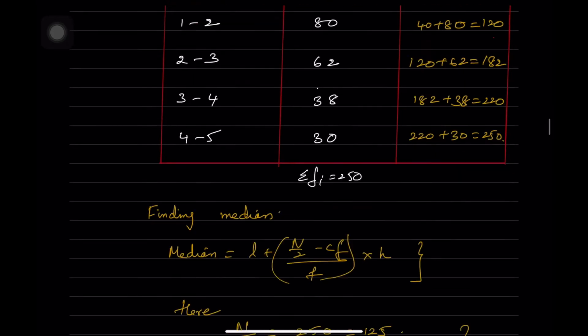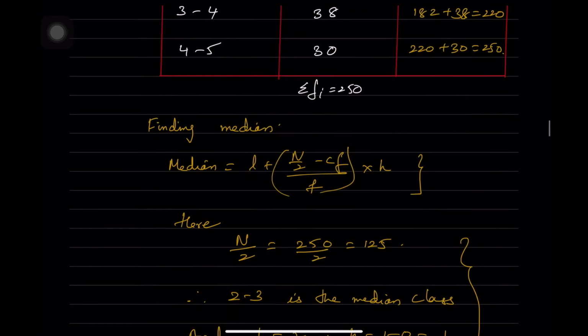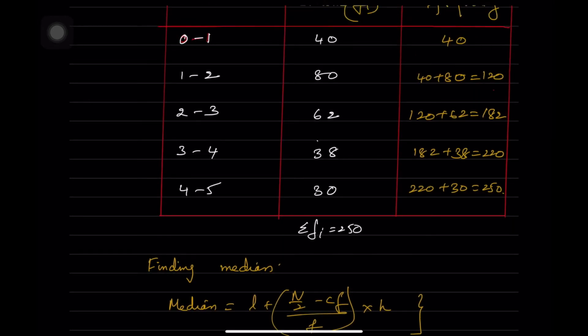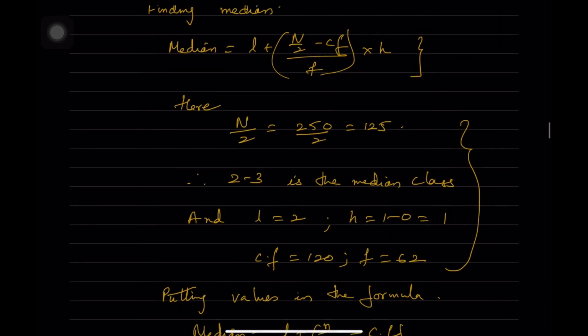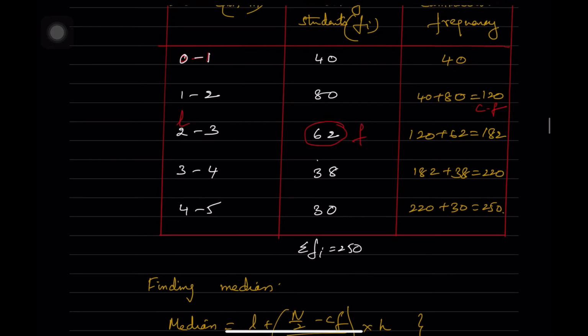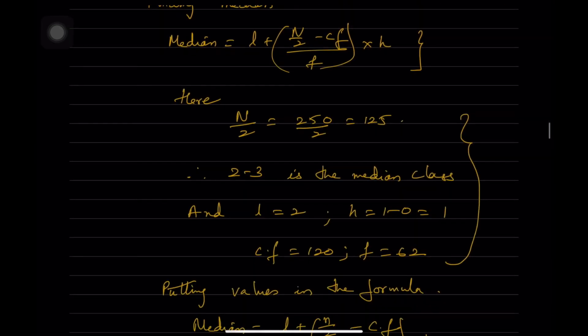So this is 125. This will become the median class. This is your F, this is CF, and this is the lower limit. You have to choose the number which is just greater than 125. The number just greater than 125 here is 182. So you take the previous cumulative frequency as CF, and the frequency of that median class is 62. L is equal to 2.